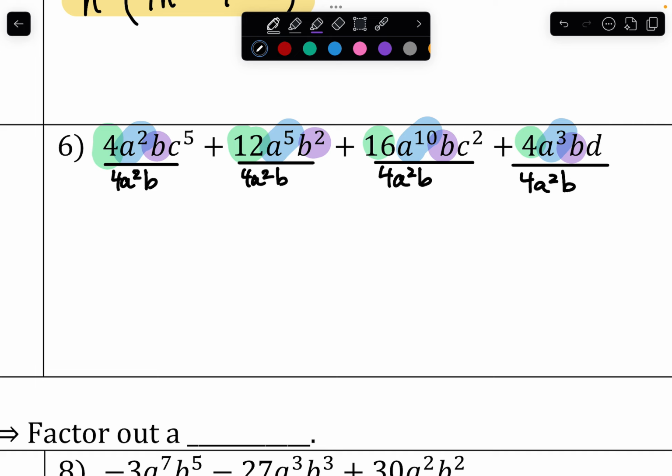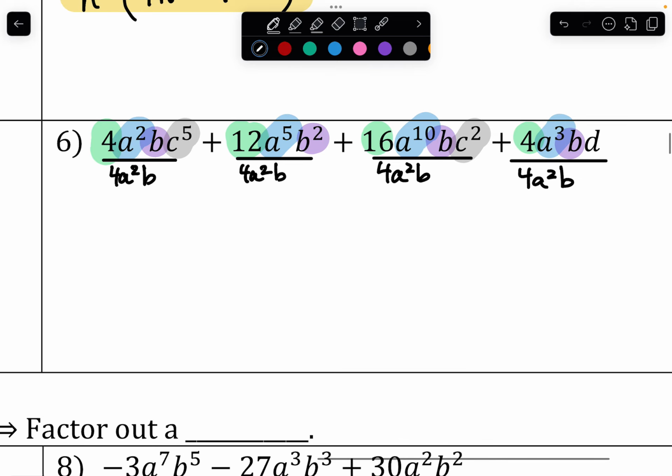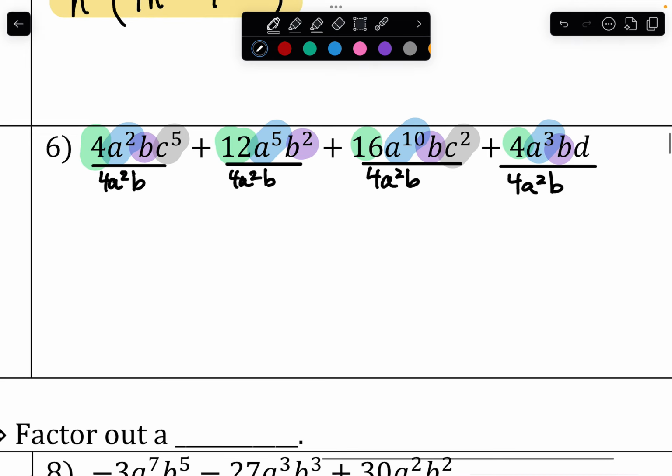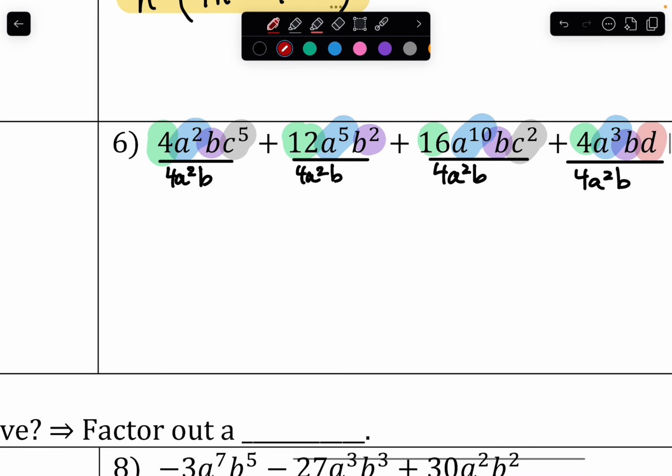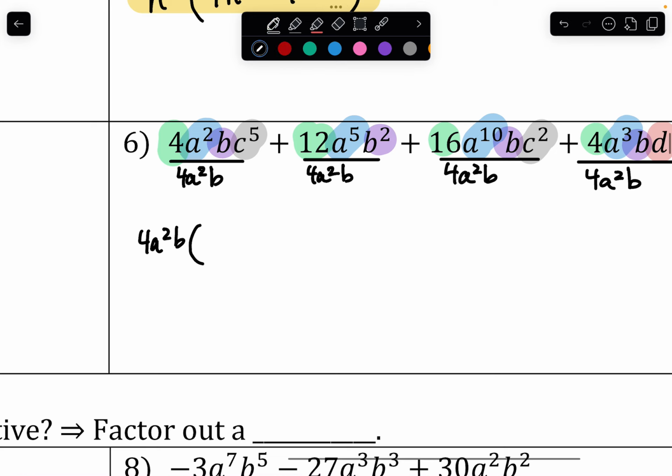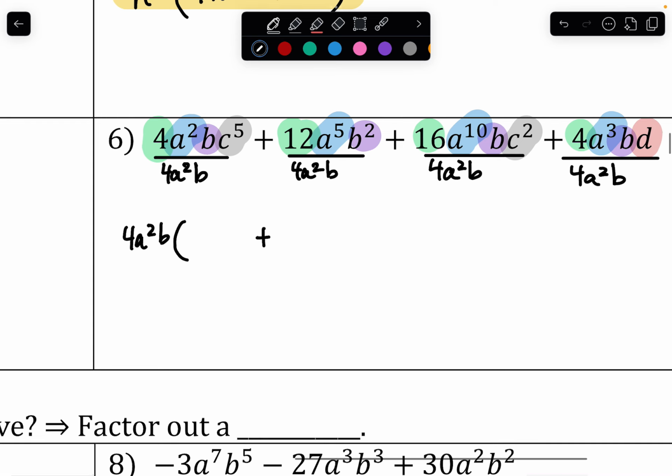And then looking at the C's, we have C to the 5th, no C's, C squared, no C's. And so if there's no C's in one of your terms, and in this case there's 2 of them that don't have C, we're not going to be able to include that with our GCF. And then lastly, only one term has a D involved, and so we're not going to be able to divide by D either. So our GCF here is 4a squared b. That's all we're going to be able to divide each of these terms by. So make sure you leave room for those 4 terms.